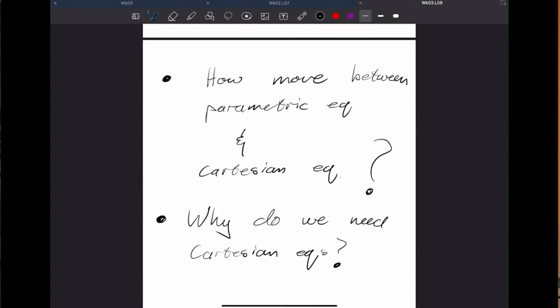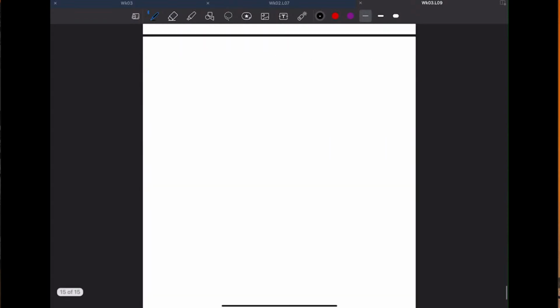Okay, so let us now discuss this first question. How do we move between a parametric equation and a Cartesian equation for a plane? If we have a parametric equation, how do we find a Cartesian equation for a plane? If we have a Cartesian equation for a plane, how do we find a parametric equation? So let's take a look at an example.